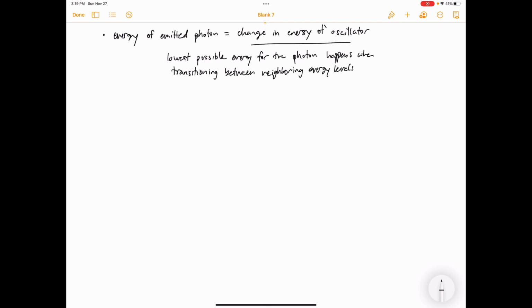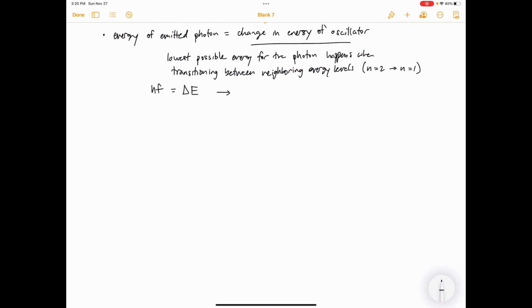And again, the example I give here is like going from n equals 2 to n equals 1. Okay, so let's write down an equation now. The energy of our emitted photon is hf, and the change in energy of our oscillator, I'll just call that delta E. That's the gap between neighboring energy levels that I showed you before.